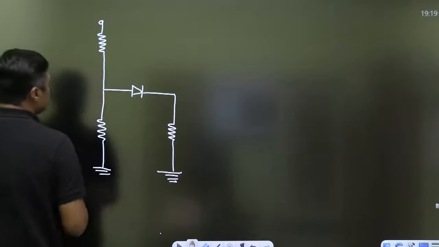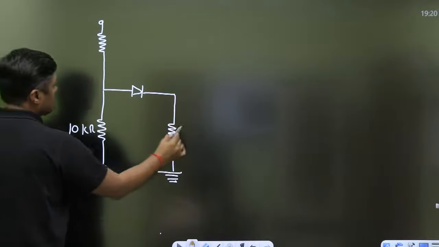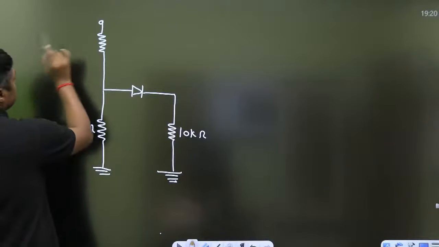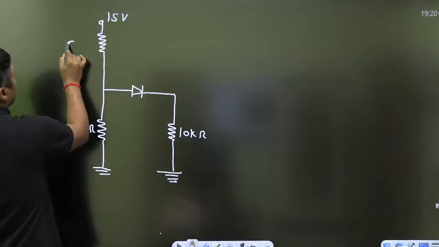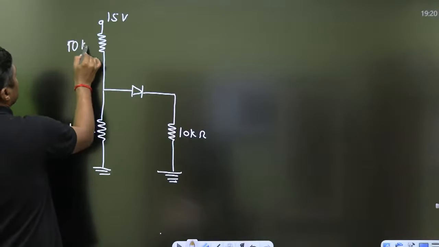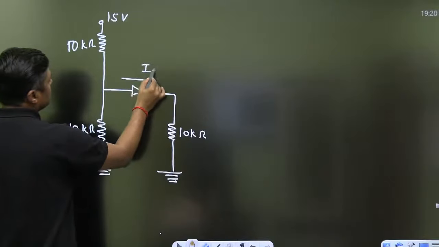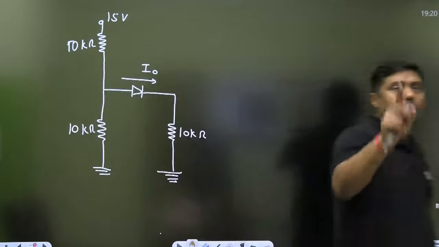Very, very easy question. This is the 10 kilo ohm. This is 10 kilo ohm, right? And this is 15 volt. This is 10 kilo ohm. Tell me, what is the current through the diode? And what is the status of the diode? Forward bias or reverse bias?